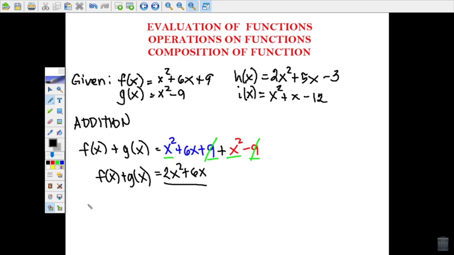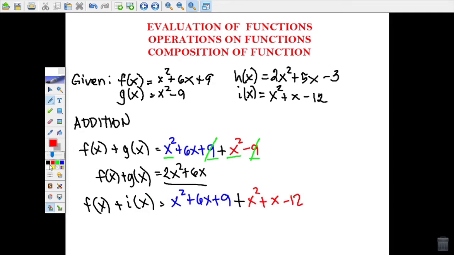Halimbawa, meron pang i-add tayo, f of x plus I of x. So again, kopyahin mo lang si f of x una, x squared plus 6x plus 9. Then, si I of x, ito. So therefore, add natin, may operation na add. Then, yung next function is x squared plus x minus 12. So again, ang goal natin is to combine like terms.